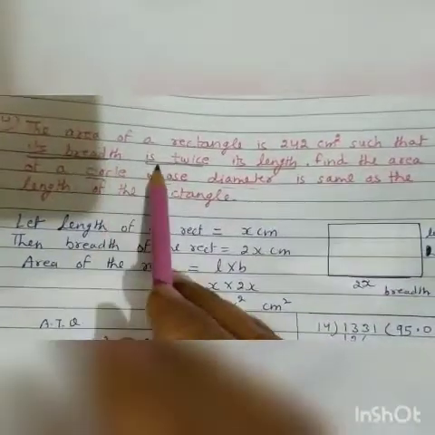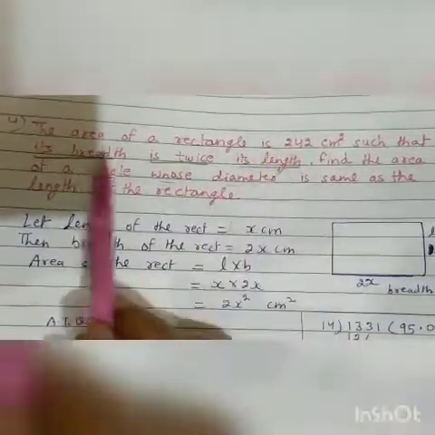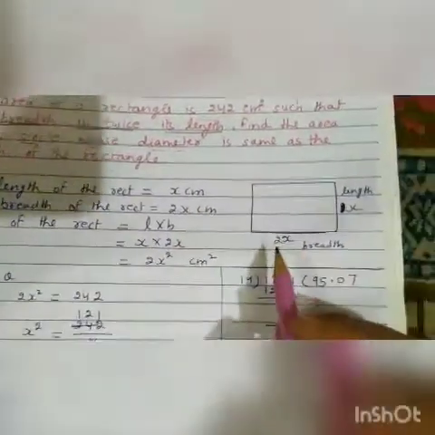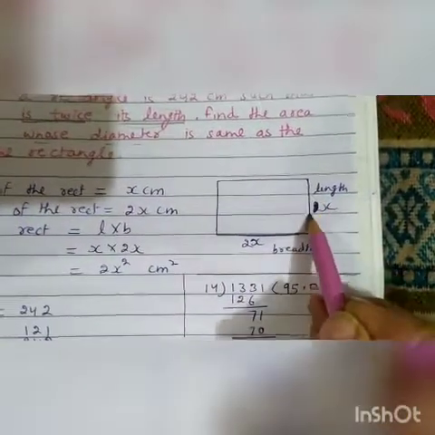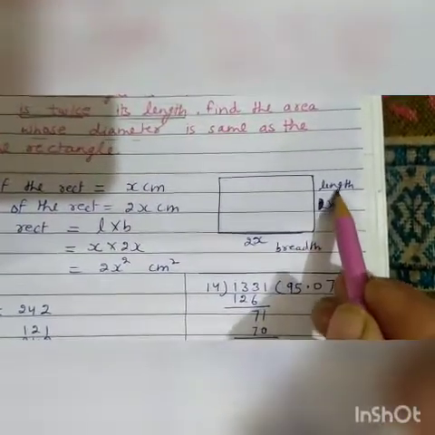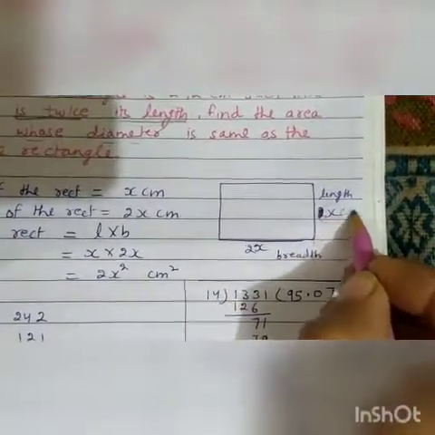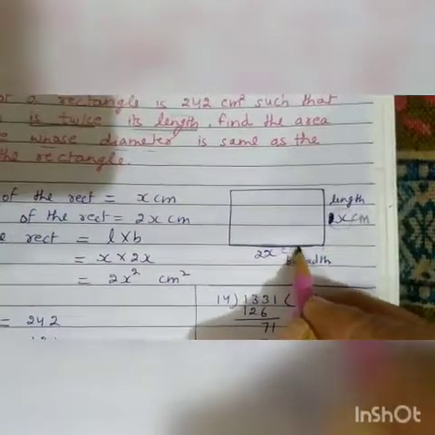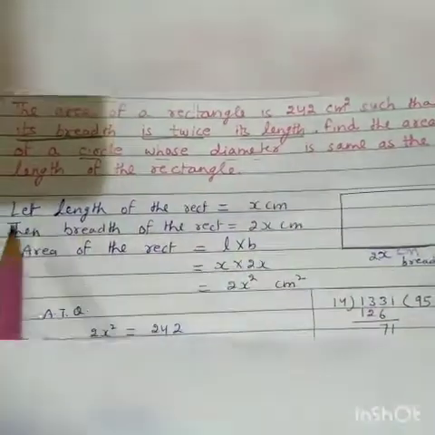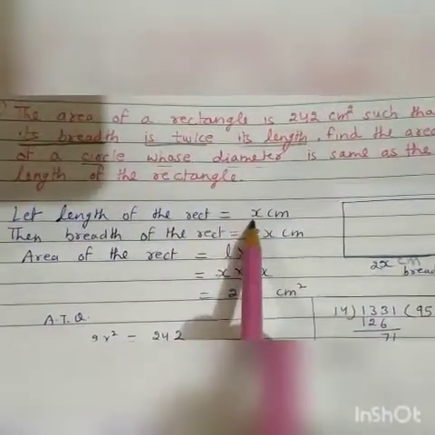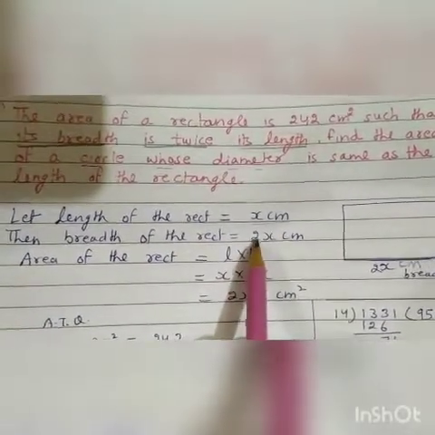Its breadth is twice its length. जितनी इस रेक्टेंगल की लेंथ है ब्रेथ उससे ट्वाइस है. So I have taken this side as breadth and this side as length. If I am taking length of this rectangle x centimeter, then breadth will be 2x centimeter because breadth is twice its length. So let length of the rectangle be x centimeter, then breadth of the rectangle will be twice, means 2 into x.